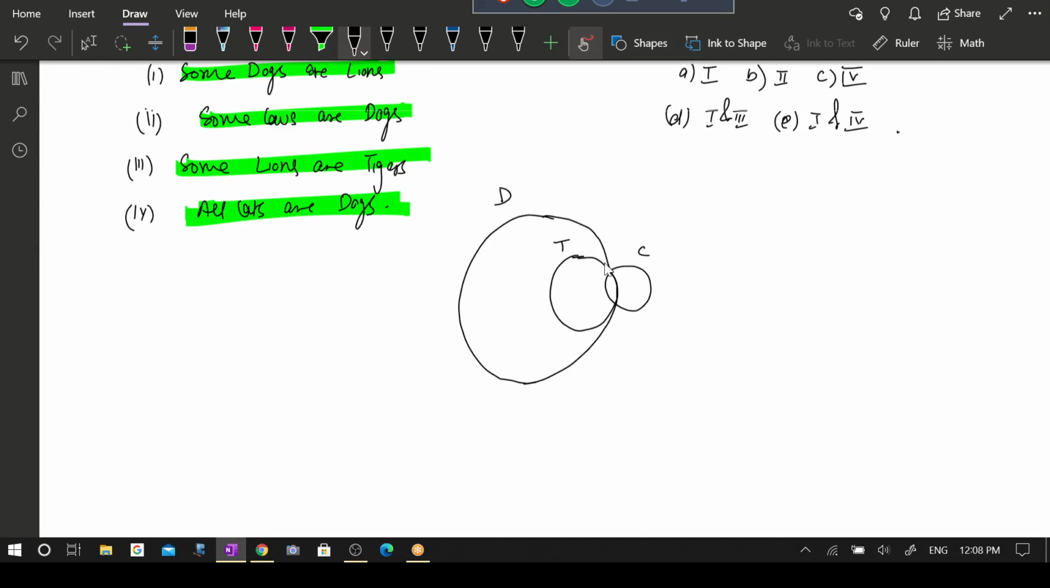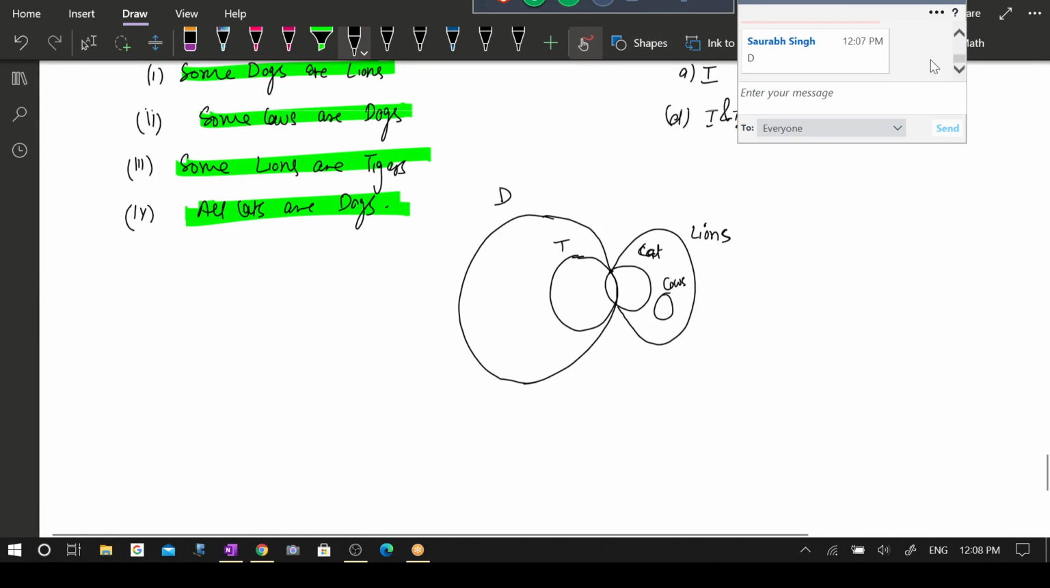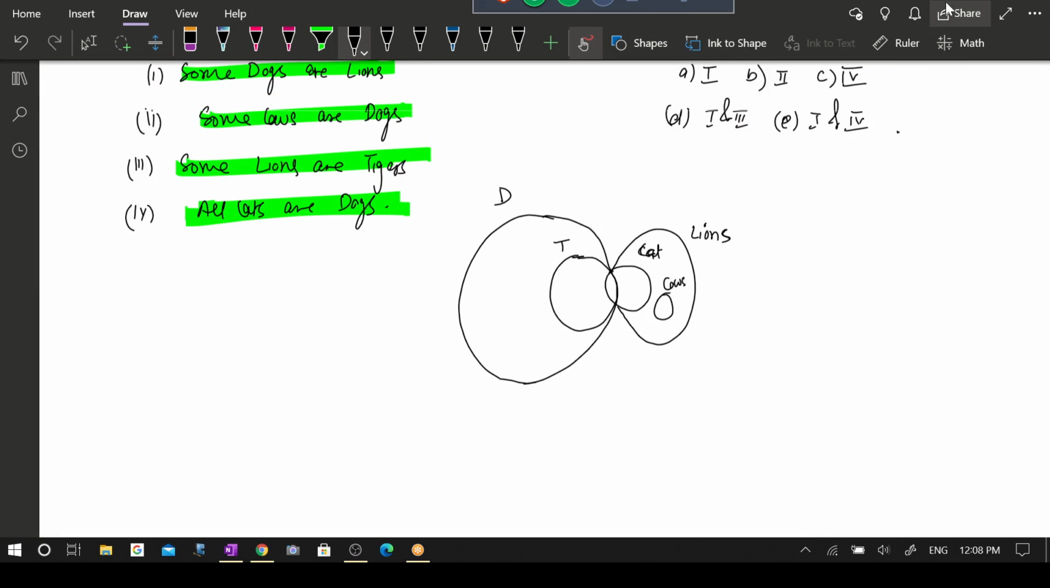And then all cats are lions. Oh my god. All cats are lions and all cows are lions. So all cows are lions. Miss Vishwas, are you able to make this as a diagram? So now any conclusion can be talked about.